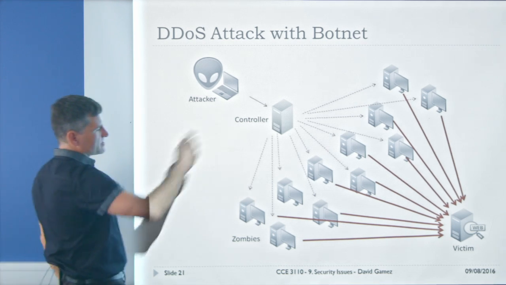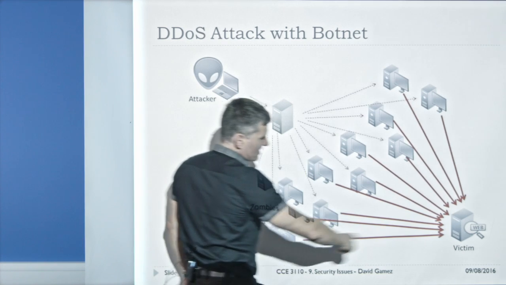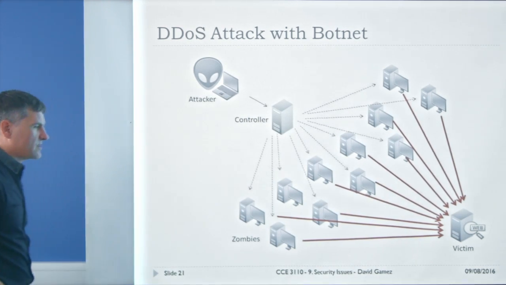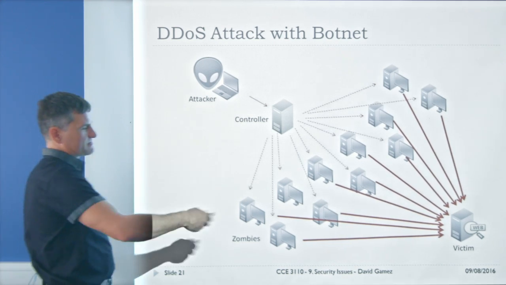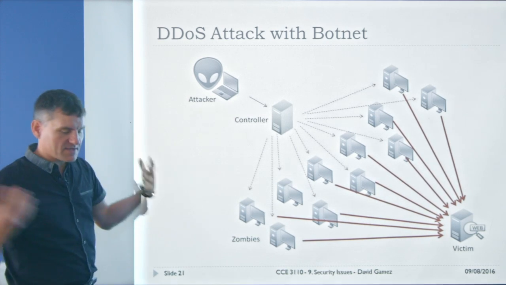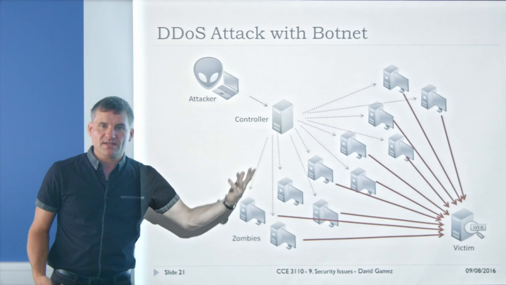So the attacker controls all these machines. And in the DDoS attack, he instructs all these machines to bombard the victim, i.e. the web server, with large numbers of packets, so large numbers of GET requests, for example. And because this is a fairly small server, or just a single server, if it gets constantly bombarded with tens of thousands of requests every second, it won't be able to serve requests from legitimate customers.